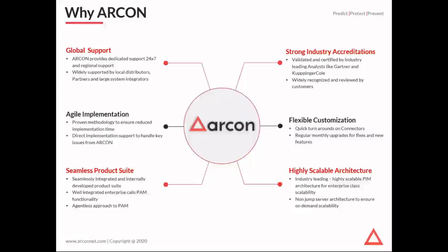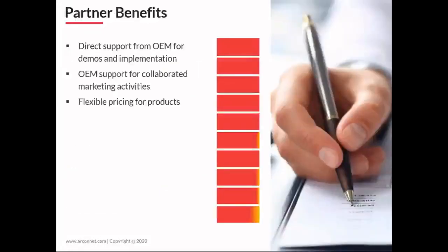The other thing is highly scalable architecture. As Waseem mentioned about the PAM solution, we do not use the concept of a jump server, which is being used by our other competitors. We use a distributed or decentralized approach for all our products. Hence, our products are more scalable compared to the other competitors. Now, what are the partner benefits that you will get when you work with Arcon Tech Solution? You will get direct support from the OEM for demos and implementation. You will be surprised to know that 85 to 90% of the product deployments in the customer's environment are done by the OEM, and all the enterprise level demos and POCs are conducted by Arcon Tech Solutions itself.